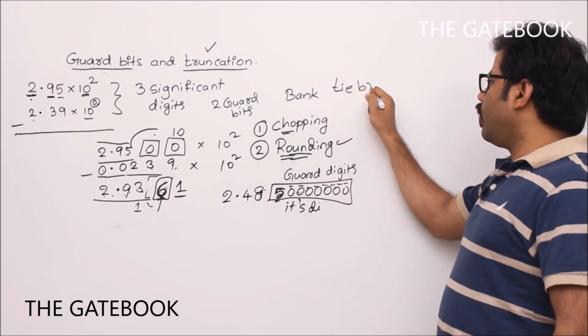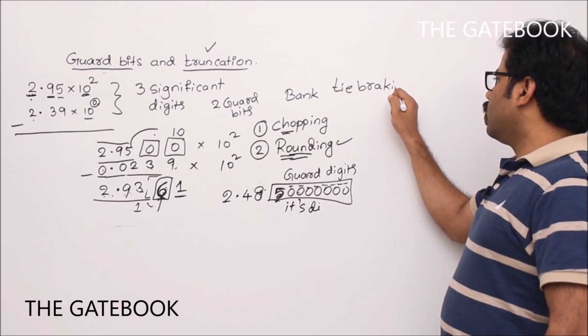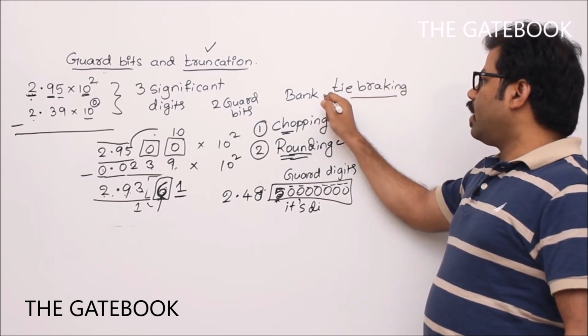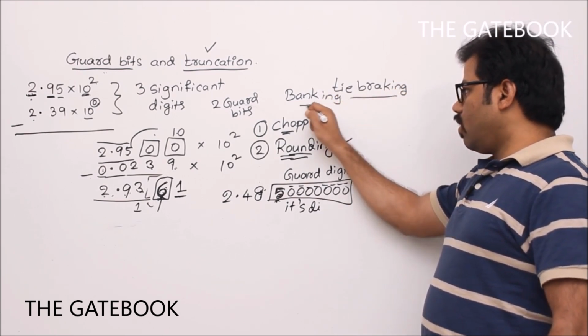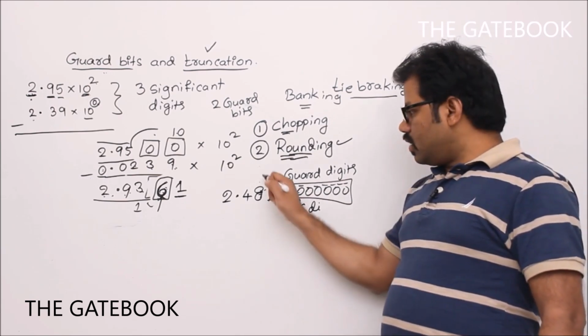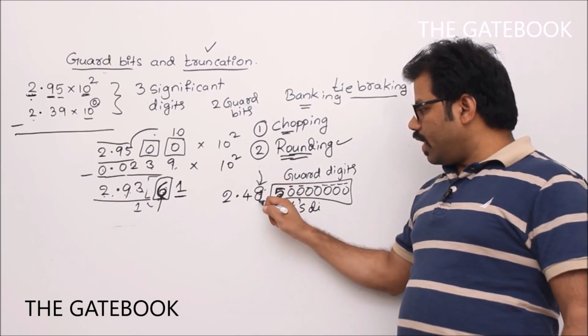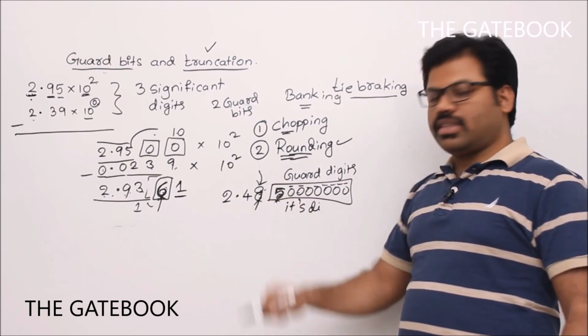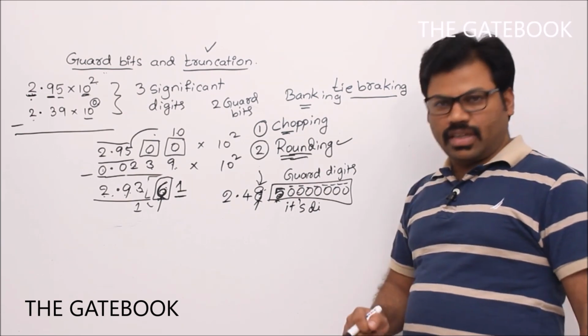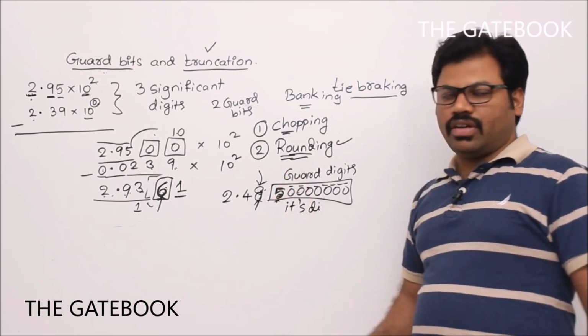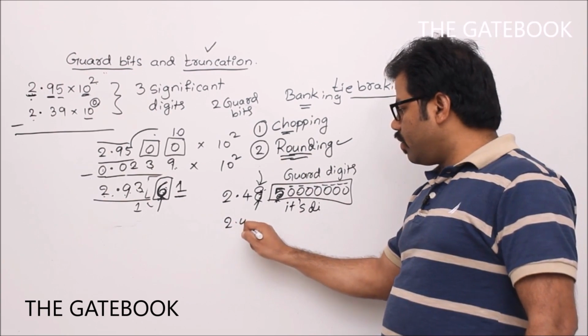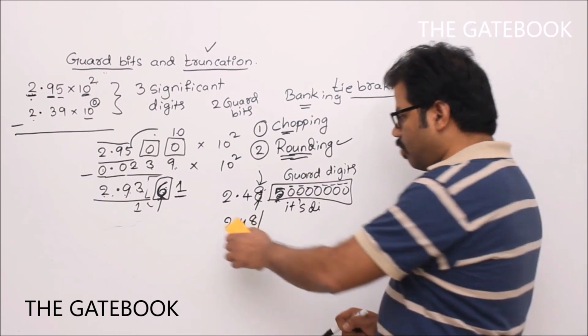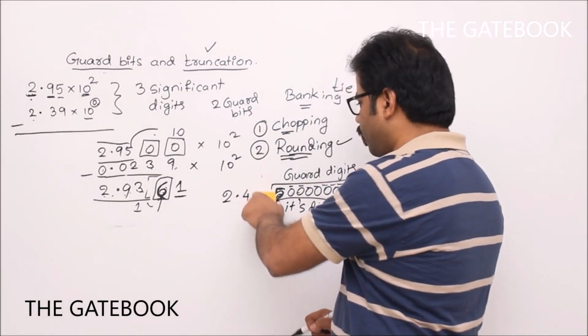There are a lot of ways we can do the tie breaking. One of them is the banker's algorithm. In this banker's algorithm, what we do is we just check the parity of this last digit. Mr. 8, are you even? Yes. If it is even, then we leave it. Directly the answer is 2.48. What if it is odd? For example, let's say this digit is 7.